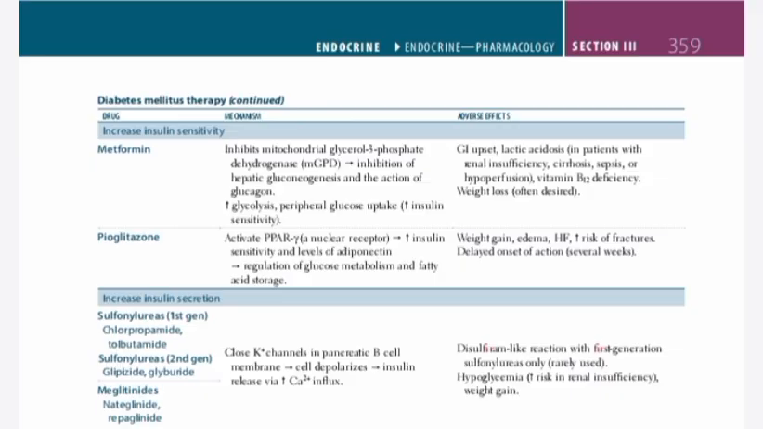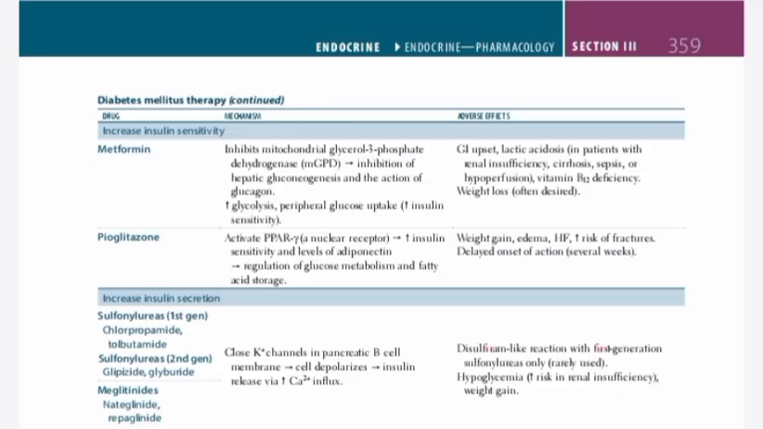So we know in type 2 diabetes there is insulin resistance. So we will divide oral hypoglycemics into 4 major categories. First of all we will increase insulin sensitivity. The other one is increase insulin secretion. Third one is glucose induced insulin secretion, and the fourth one is decrease glucose absorption.